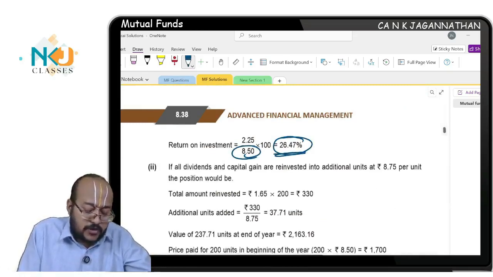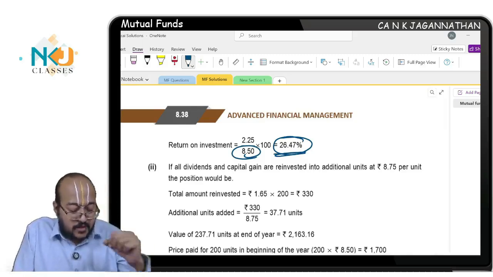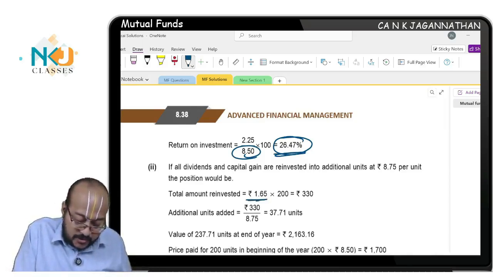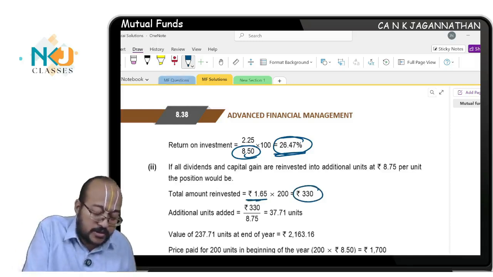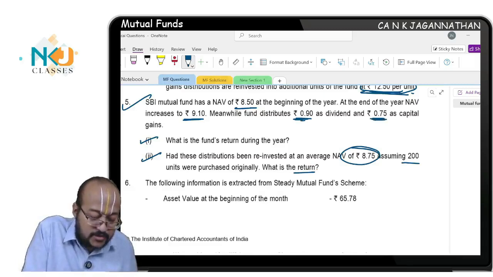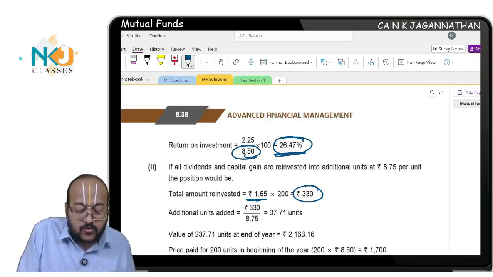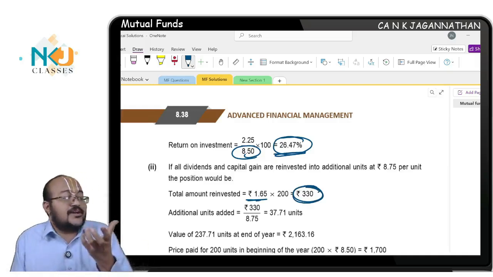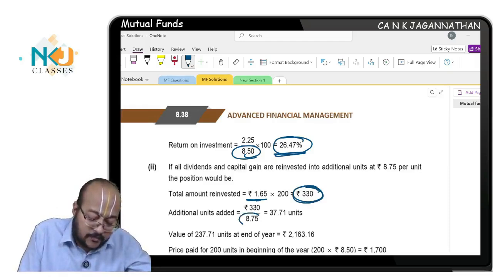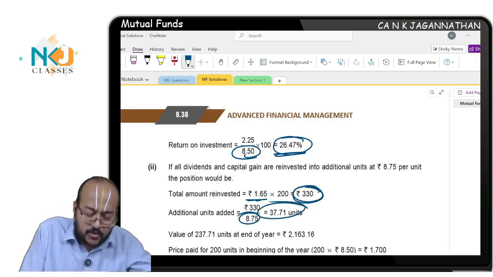You will get 26.47. If the dividend and capital gain total amount comes to how much? 1.65 into 200 units you purchased, and 1.65 is nothing but 0.9 plus 0.75. This 1.65 into 200, 330, you receive as income, dividend and capital gain. This you will reinvest. At what price? 8.75 they have given. You will get 37.71.